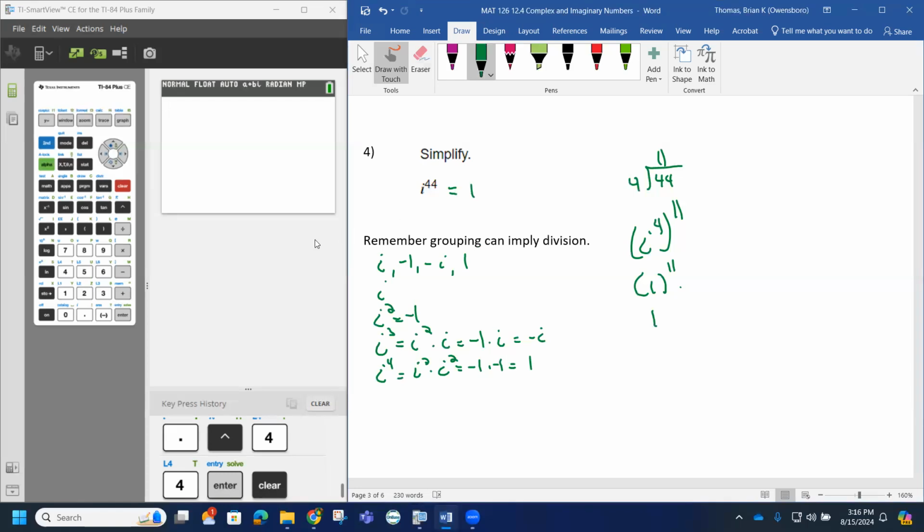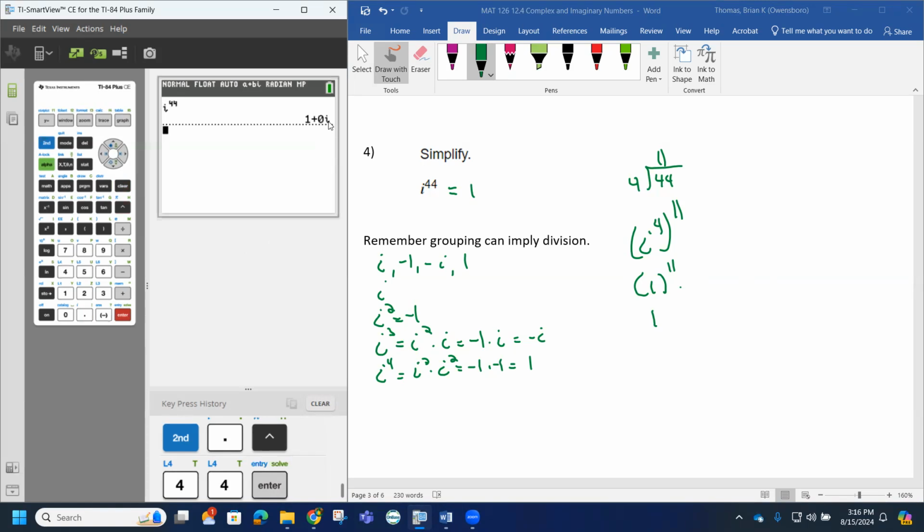Now, again, if you want, you can type it in on your calculator. Press second, notice that i is above the decimal point in blue. And then if you use this up arrow, it'll raise it up to an exponent and put a 44 in there. If you hit enter, notice how it gives me 1 plus 0i. So that just means 1, because there aren't any i's present. There's no imaginary number present. So that's written in complex number form, 1 plus 0i, or simply 1.